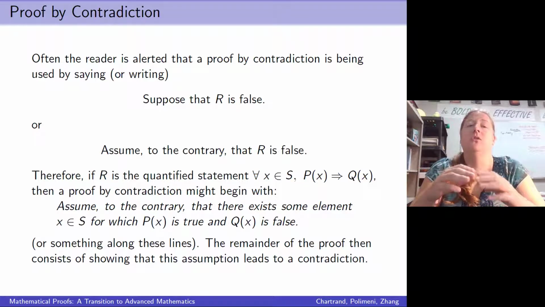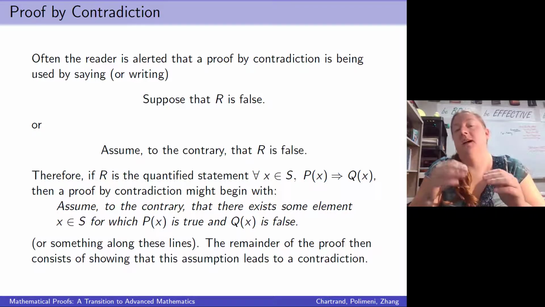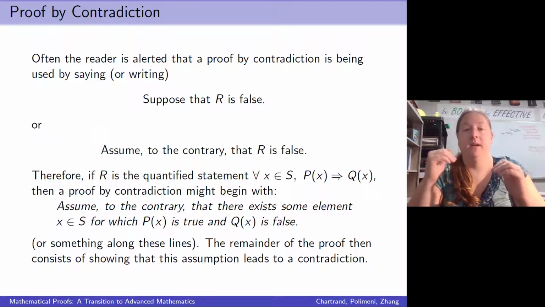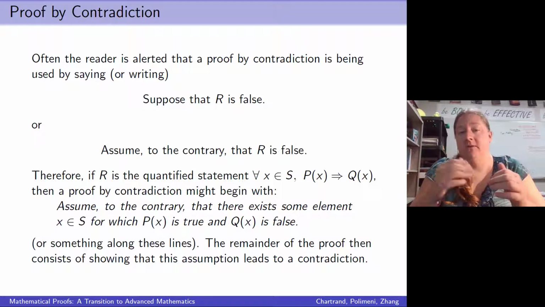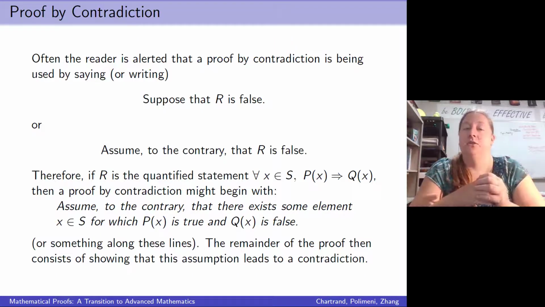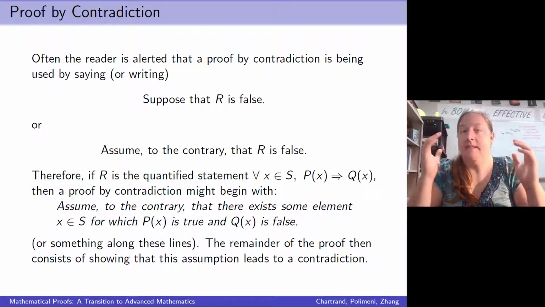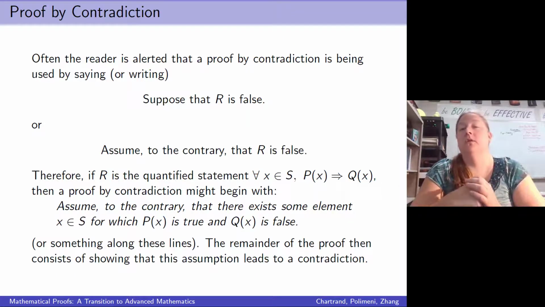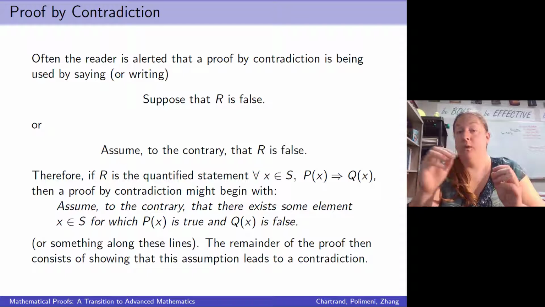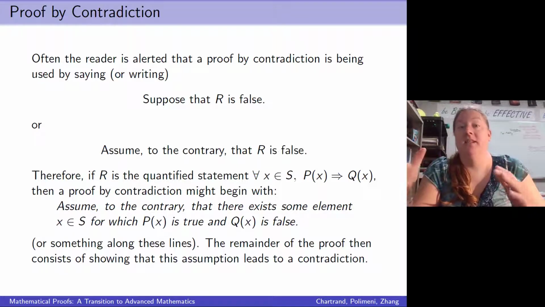So when you're doing a proof by contradiction, since the logic is so different than a proof by contrapositive or a direct proof, it's really important that you alert your reader that a proof by contradiction is coming. That way they know what logic to expect from you. So ways that you might see this when you're reading are things like, suppose that R is false. Whenever you see suppose that the whole statement you're trying to prove is false, you know a proof by contradiction is coming.